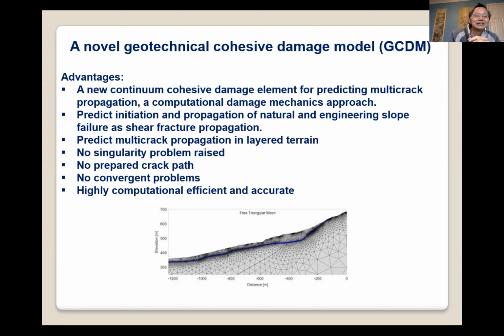We consider shear fracture propagation. Then we can predict multiple crack propagation in layered terrain, once we build up a layered terrain model. Using this model, which has no singularity problems, we don't need a prepared cracking path. There are no convergence problems, although it is a strongly nonlinear analysis. And this model is computationally highly efficient and accurate.